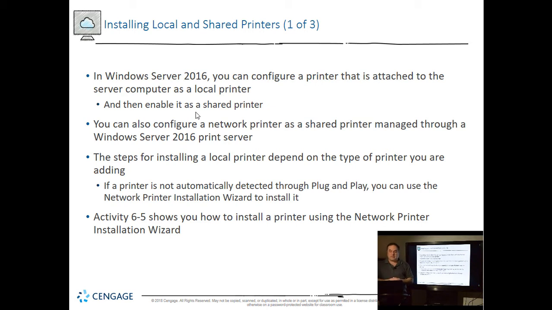In Windows Server 2016, you can configure a printer that is attached to the server computer as a local printer as well. So what we were talking about before was basically network printers that may be connected using TCP/IP. But you can also share printers that are physically connected to the server, the same exact way. So if they have a USB connection rather than a network connection, then you can do that.